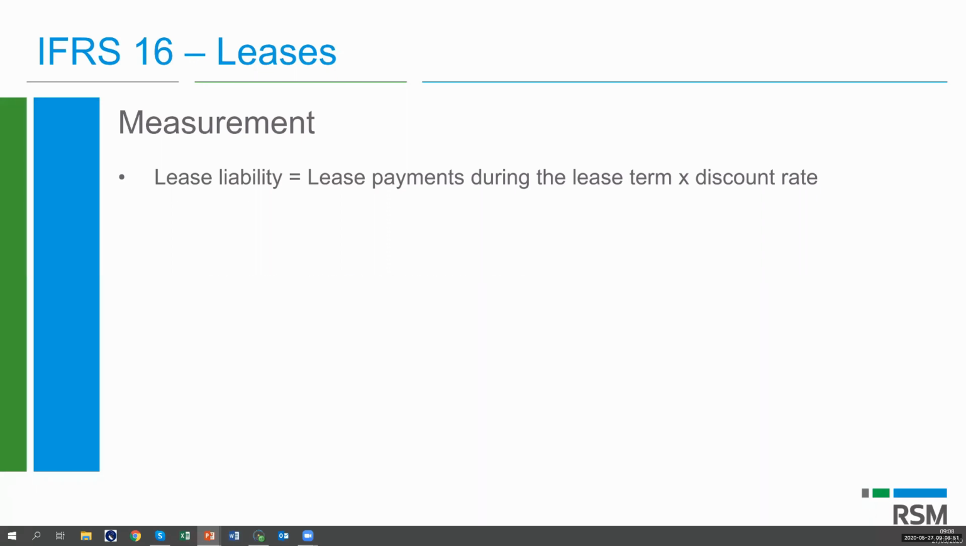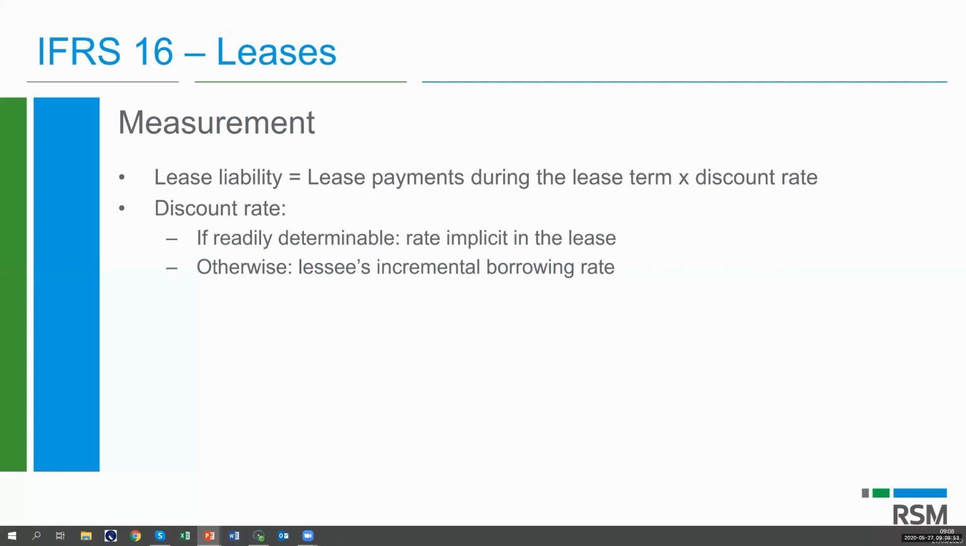Briefly, the discount rate. So the standard defines the discount rate as being twofold. Either, if it's readily available or readily determinable, the rate that's implicit in the lease. That's not very common or very popular, so I haven't really seen that much at all. But otherwise, if there is no rate implicit in the lease, then it's the lessee's incremental borrowing rate.